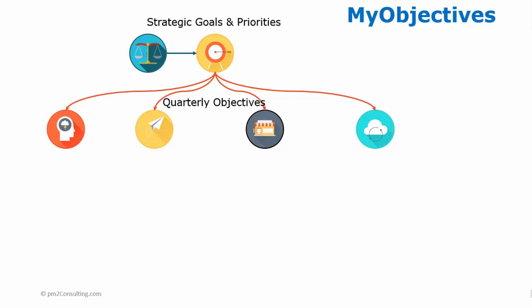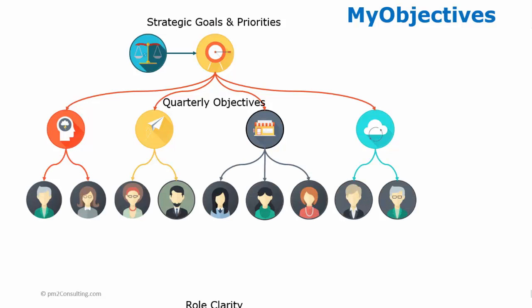So quarterly objectives. Those in turn get cascaded down to the individuals within the teams who are responsible for getting that work done. In fact, within MyObjectives, you can define your own role clarity framework. So, for example, many organizations use RACI. RACI stands for Responsible, Approver, Inform, Consulted, and defines the different roles that each individual might have in the success of that particular project.